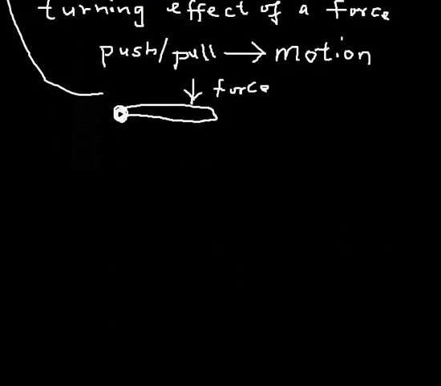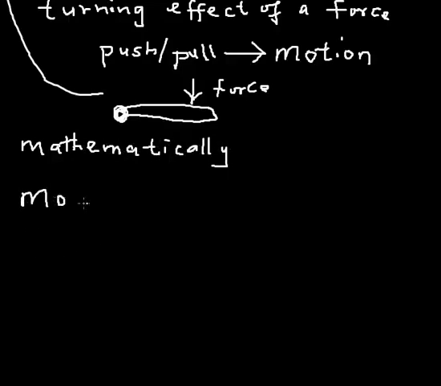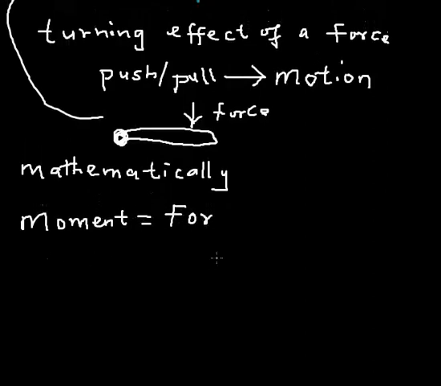But mathematically, we define moment in a different way. The moment of a force is always about a point. So look at the way I define it: the moment of a force about a point is defined as the product of the force and the perpendicular distance. This is the symbol of perpendicular distance.